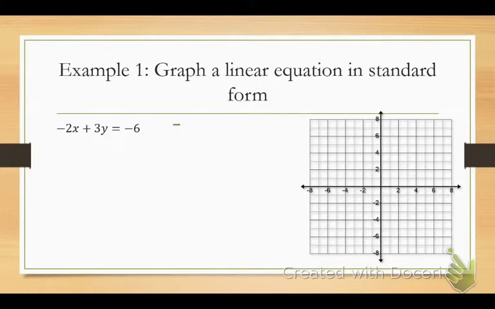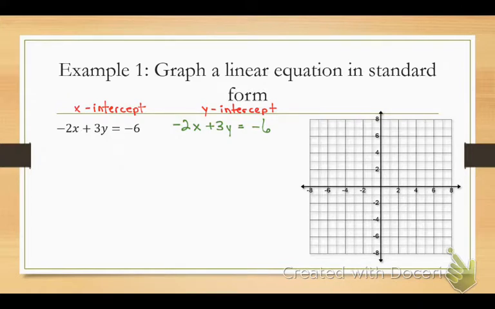You need to write the equation a second time. Negative 2x plus 3y equals negative 6. Say, why did I write it twice? Here's why. On the first equation, you're going to solve for the x-intercept. You need to write that down. On the second equation, you're going to solve for the y-intercept, and you're going to write that down. X-intercept and y-intercept. Okay? Give you a second to finish that.